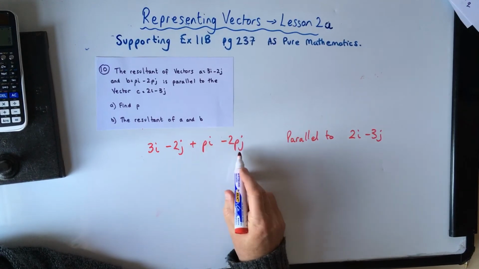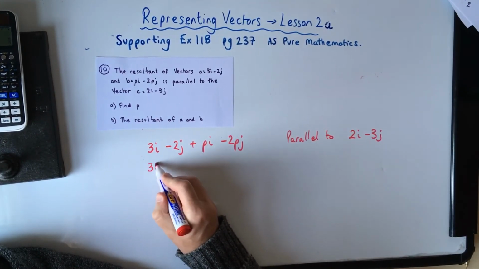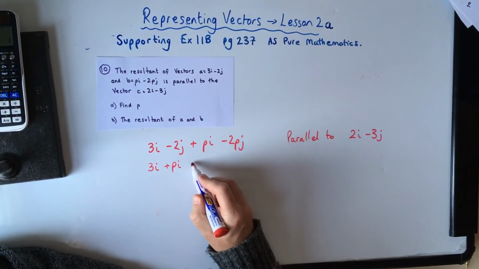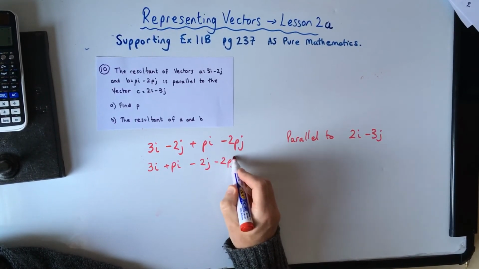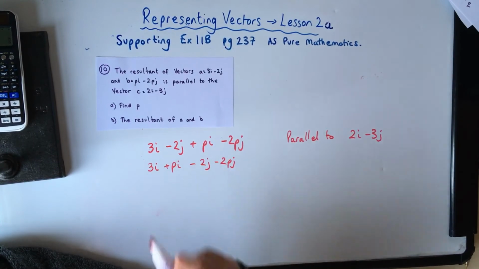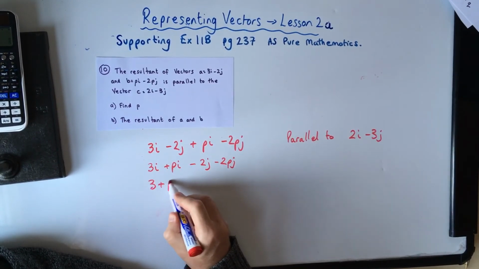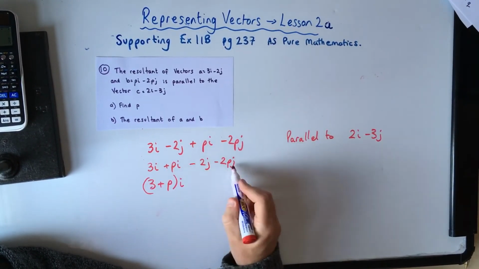Let's add these two together then. Get our i's together and get our j's together. So I've just switched those two around effectively, haven't I? Factorise out.